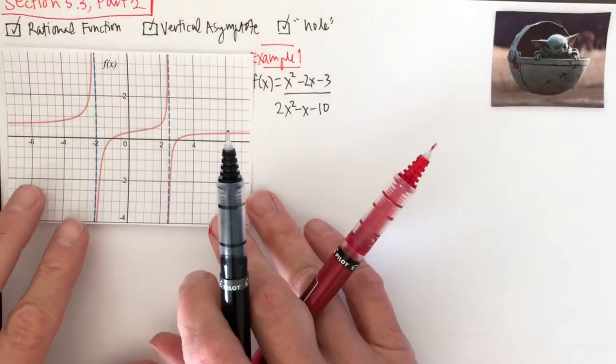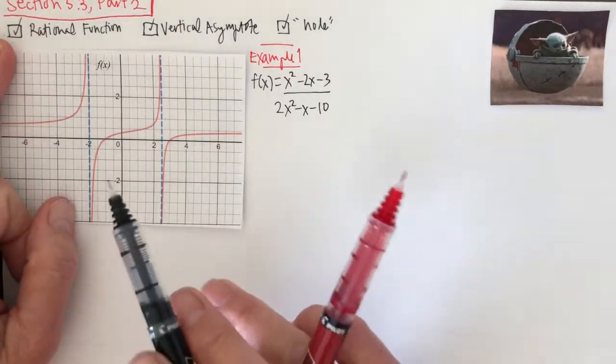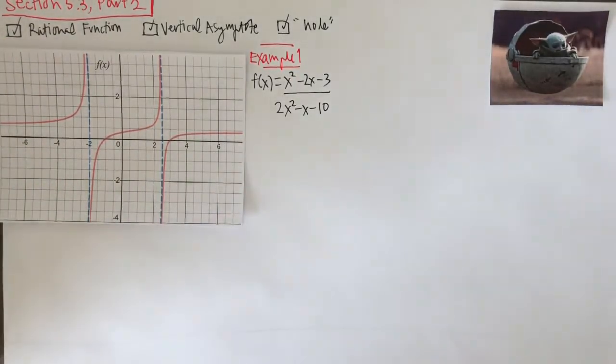Those happened because these were points where the denominator was equal to 0, and so they were problem spots that the function avoids. But as you look at this function, do you see any other places that the function seems to avoid, or values that the function seems to approach? Maybe is a better way of thinking about it. And this time, instead of thinking vertically, think horizontally.